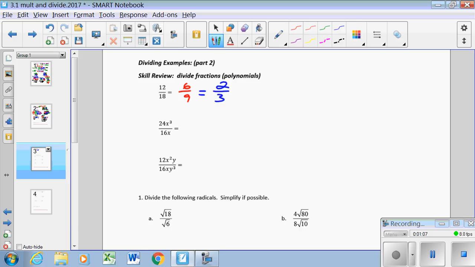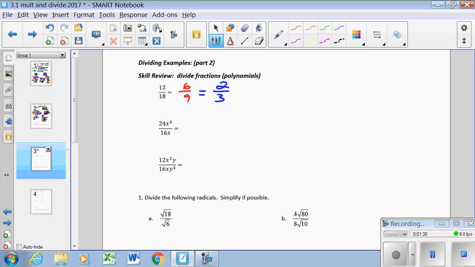When I talked about dividing 12 and 18 by 6, I could have divided 12 by 6 and got 2, and 18 divided by 6 and got 3 in one step. So whether we're doing radicals or algebra, sometimes we can do things in one step, sometimes in two steps. Next, 24 and 16. We're going to divide numbers by numbers, letters by letters.